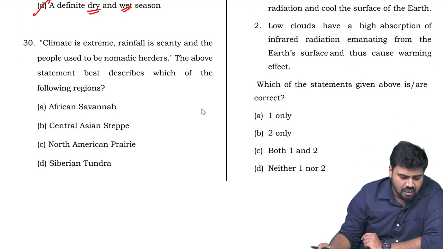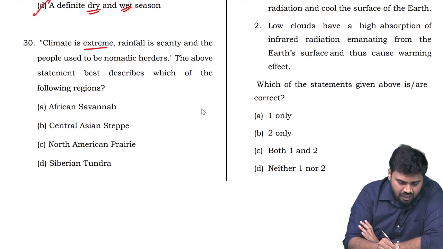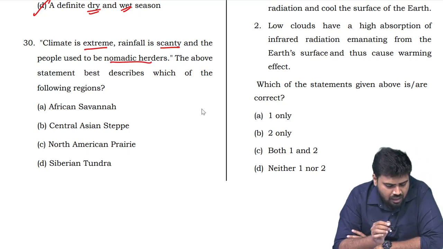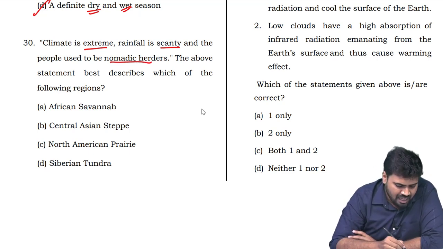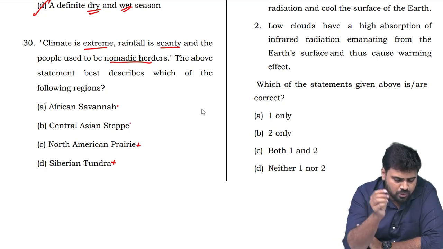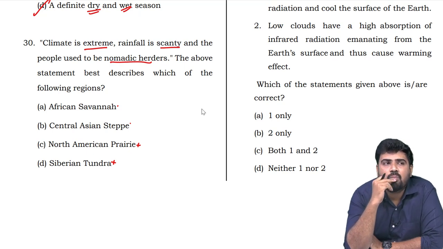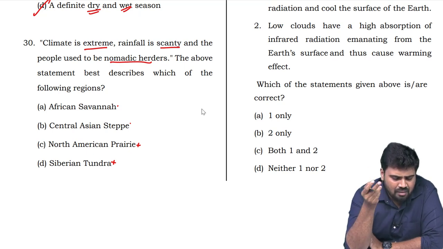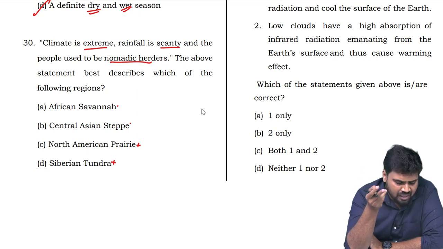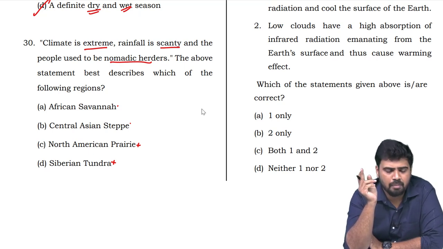30, climate is extreme, rainfall is scanty, and the people used to be nomadic herders. The above statement best describes. See, actually you can eliminate tundra and prairie easily, but you may be stuck with two options, African savanna and Central Asian steppe. Both have extreme, actually African savanna also has nomadic people, Central Asian steppes also have nomadic people.